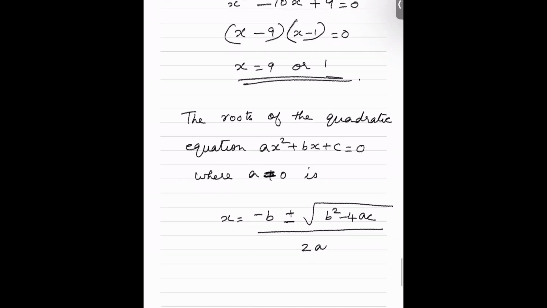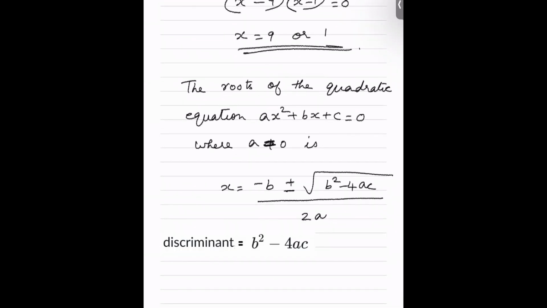Here, b square minus 4ac you are already familiar with. That is the discriminant. If the discriminant value is 0, you will have equal roots. If the discriminant value is less than 0, the roots are not real. If the discriminant value is greater than 0, the roots are real and not equal. That you have already learned. So the discriminant is what is coming here. This is the discriminant part.